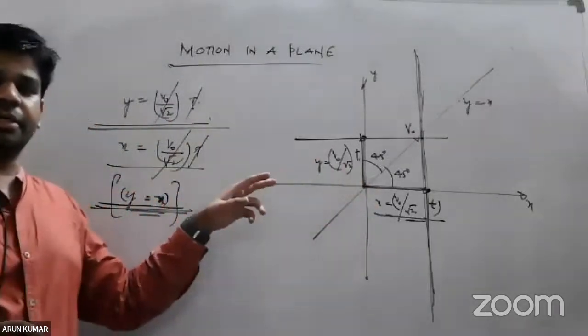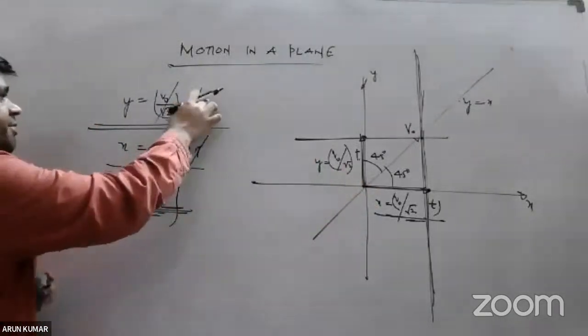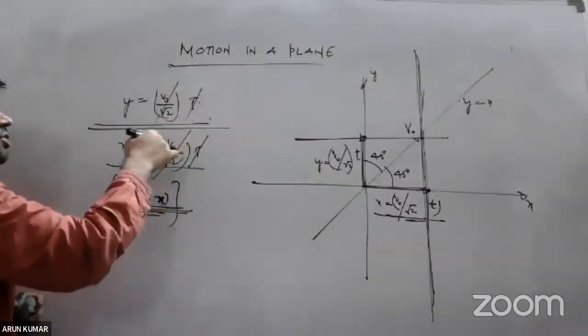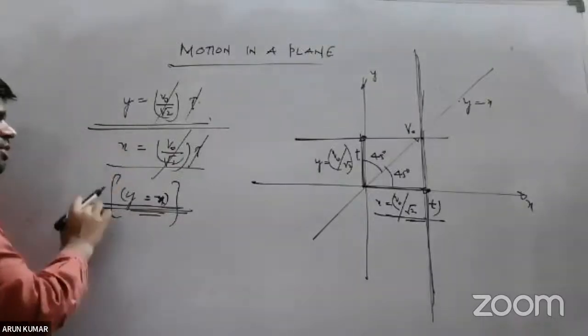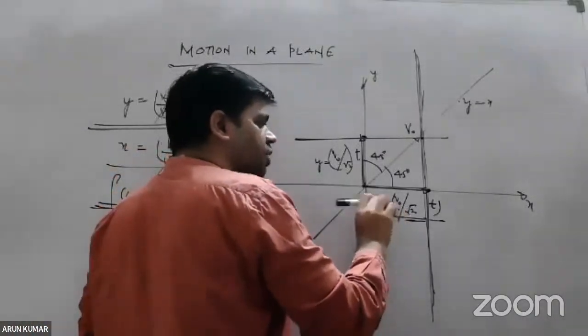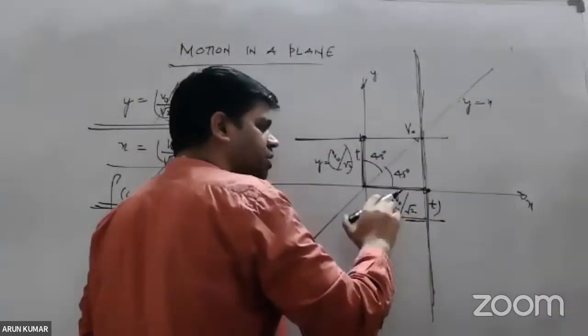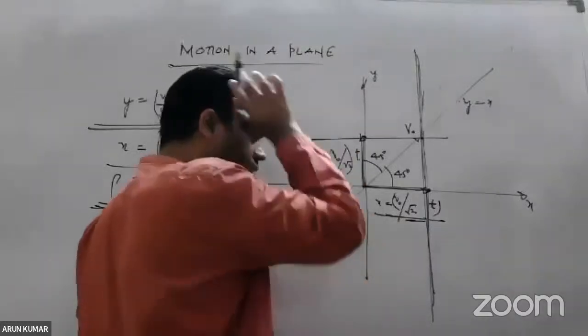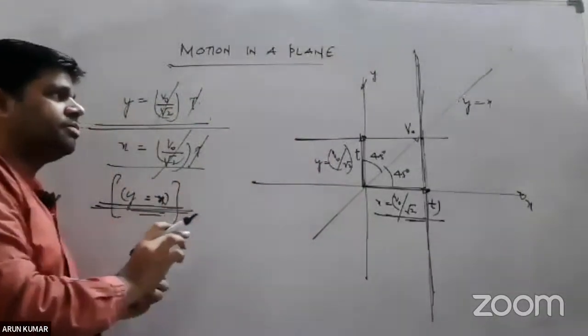I eliminated t. How did I eliminate t? I'll find t from this one and substitute it here, or I divide these two. T cancels, v naught by root 2 cancels. So y is equal to x is the equation of trajectory of the particle which is moving with horizontal velocity as v by root 2 and vertical velocity as v by root 2. All right.